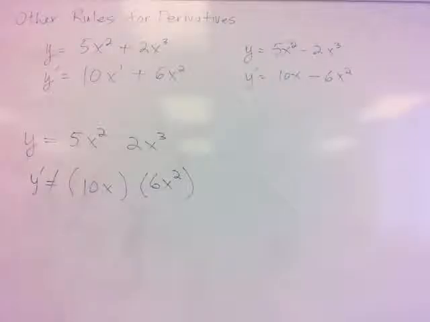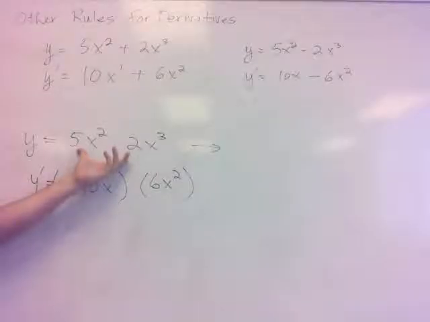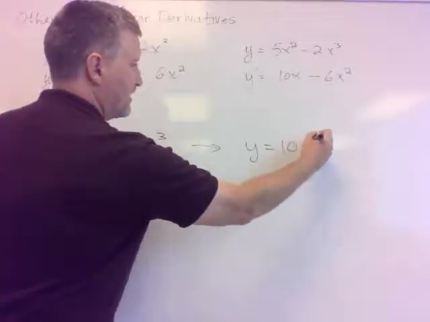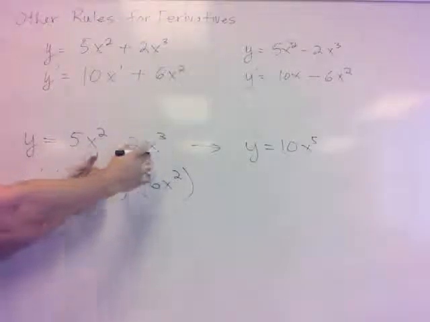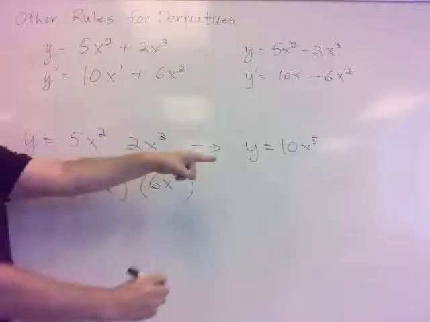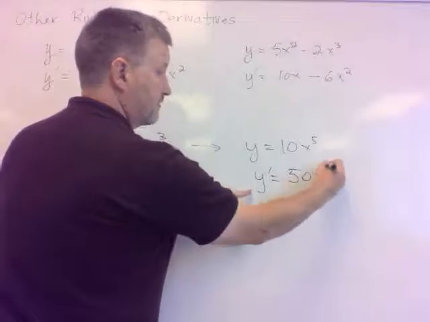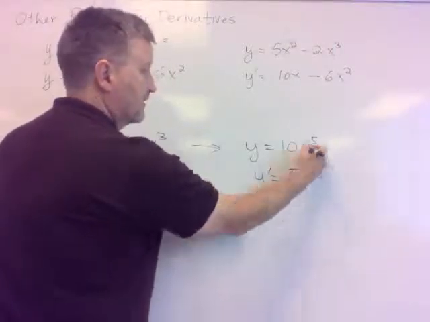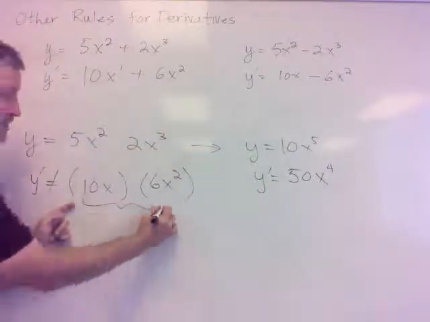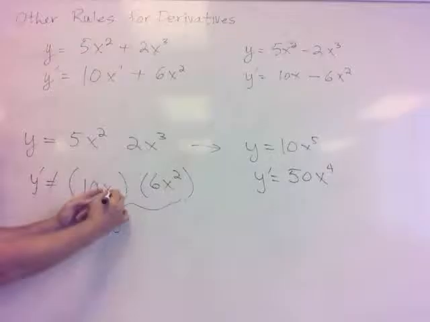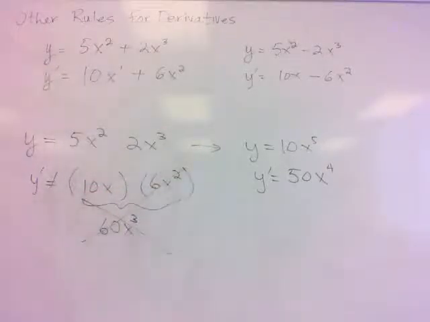And I can prove that to you here because really, isn't this y equals 10x to the fifth? I know, because 5 times 2 is 10, x squared times x cubed is x to the fifth. You add the exponents. The derivative of that is 50x to the fourth. Bring down the power, 10 times 5, take 1 from the power. Whereas this gives me 10 times 6 is 60, x to the first times x squared is x cubed. That's not the derivative, you see.